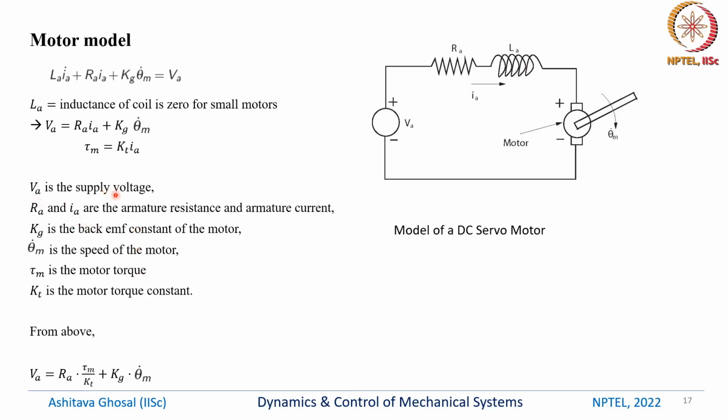So VA is the supply voltage or applied voltage, RA and IA are the armature resistance and armature current, Kg is the back EMF constant of the motor, theta m dot is the speed of the motor, tau m is the motor torque, Kt is the motor torque constant, and then as I said, VA can be written as RA divided by Kt into tau m plus Kg into theta m dot.